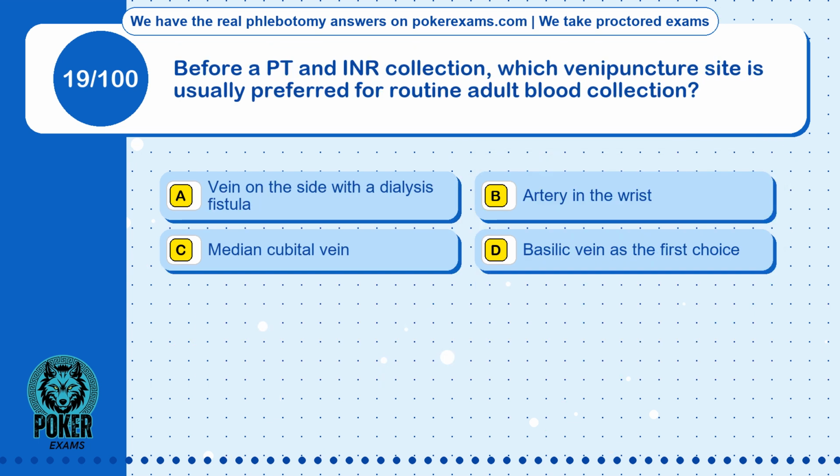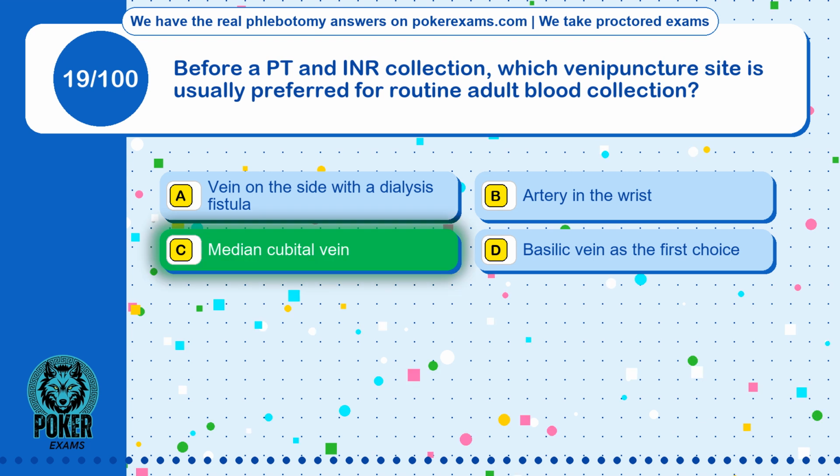Question 19. Before a patient and INR collection, which venipuncture site is usually preferred for routine adult blood collection? Option A, vein on the side with a dialysis fistula. Option B, artery in the wrist. Option C, median cubital vein. Option D, basilic vein as the first choice.